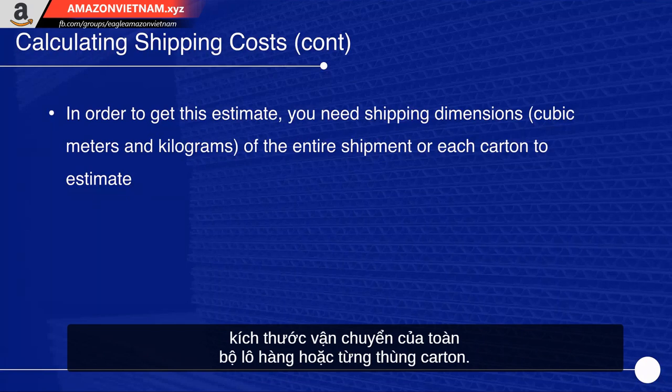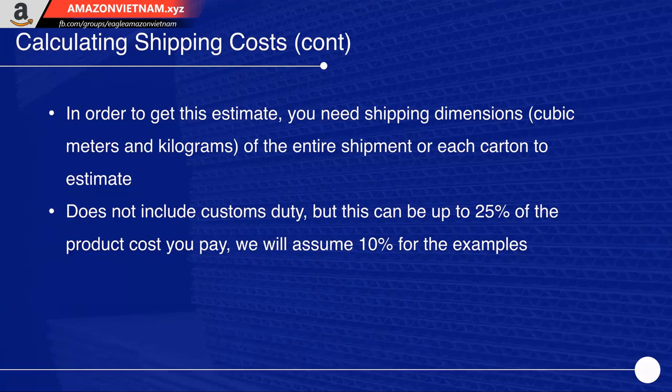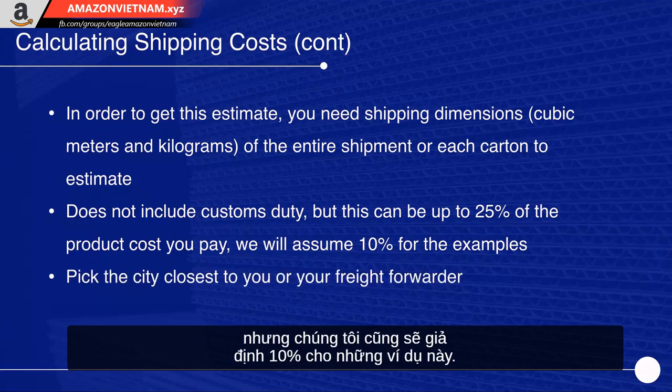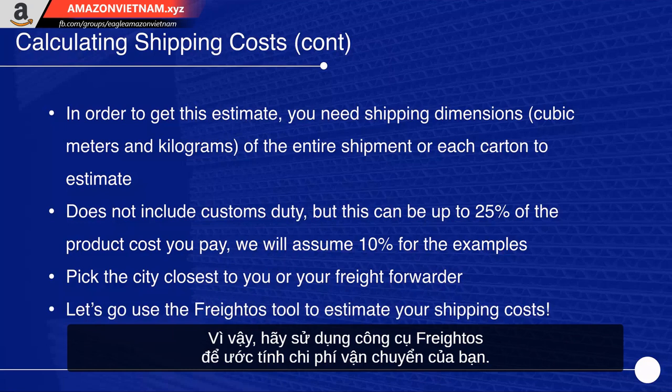Now, in order to get this estimate from Freightos, you need shipping dimensions of the entire shipment or each carton to estimate. Now, this does not include customs duty, but this can be up to 25% of the product cost you pay, and it is the product cost, and it does not include the shipping. But we will assume 10% for these examples. Also, pick the city closest to you or your freight forwarder when asked for the destination. So let's go use the Freightos tool to estimate your shipping costs.